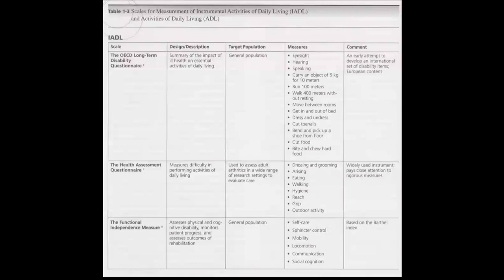That's the short form 36. That's the health assessment questionnaire. It measures difficulty in performing activities of daily living, and is used to assess adult arthritics in a wide range of research settings, to evaluate care, dressing, grooming, arising, eating, walking, hygiene, reach, grip, outdoor activities. Those are some of the common measurements. It's a widely used instrument, and pays close attention to rigorous measures.